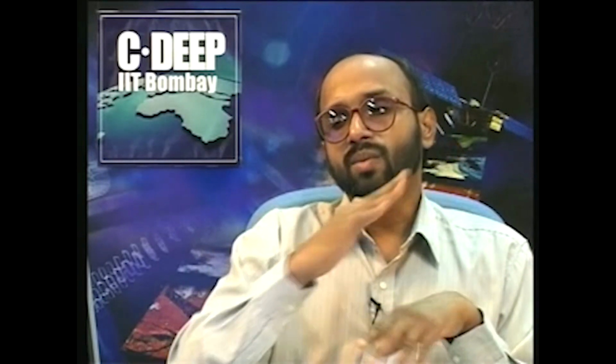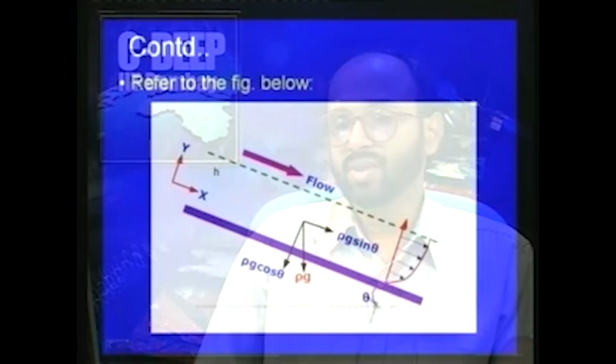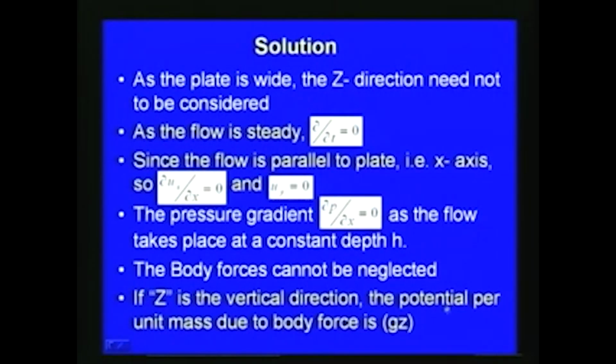But here we cannot neglect this, compared to the earlier problems which we discussed. Here the body force cannot be neglected. As I mentioned, the plate is inclined. So, for the inclined plate you can see that the body force effect will always be there, and then if Z is the vertical direction, the potential per unit mass due to the body force we can write as gz.